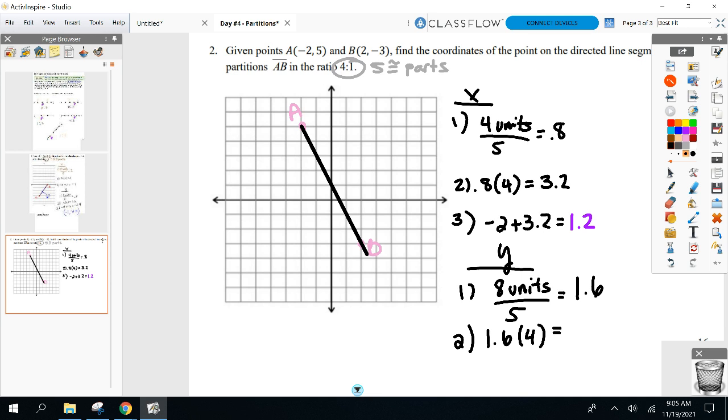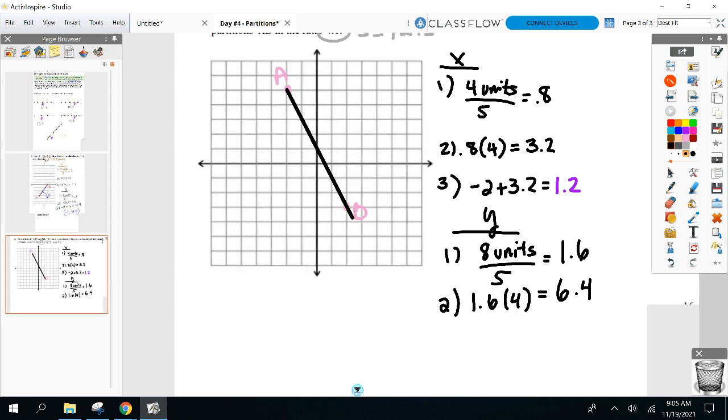How many units am I going? Look at that over here, machine. 6.4. Not where I end. That's how many you got to move. Does anybody see what's coming up here? Where did we start? On the Y-axis, where was point A? At 5, right? But watch. If you do this, 5, I go 6.4, I end up at 11.4.